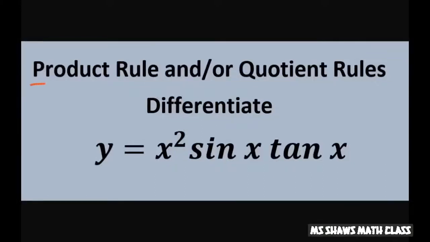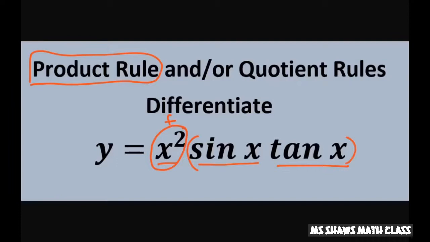Everyone, we're going to use the product rule and differentiate y equals x squared times sine of x times tan of x. And what we're going to do is, since there's really three pieces here, we're going to do the product rule within the product rule. So we're going to take this as your f when we do the product rule, and this is your g. But when we do this part, we're going to have to do the product rule again. So let me show you what I mean.